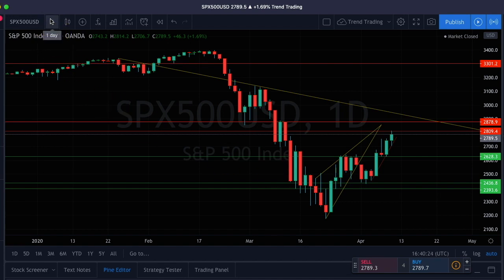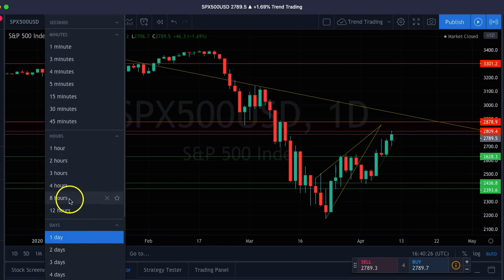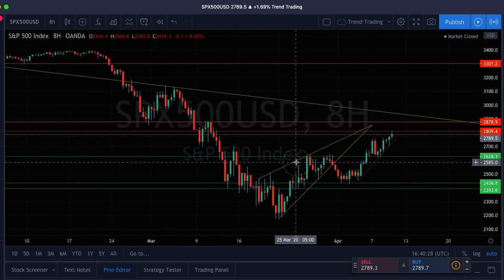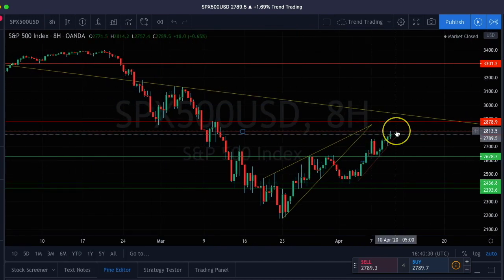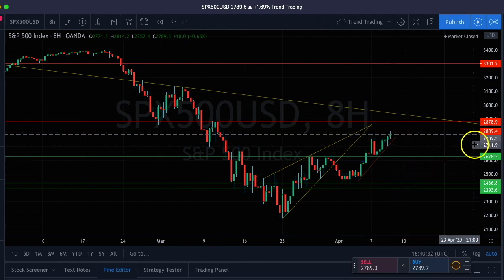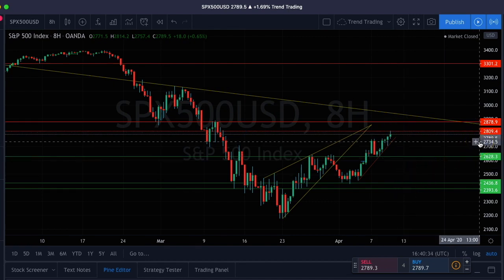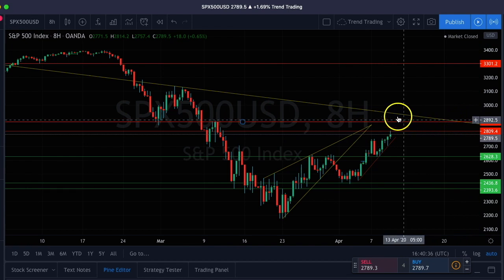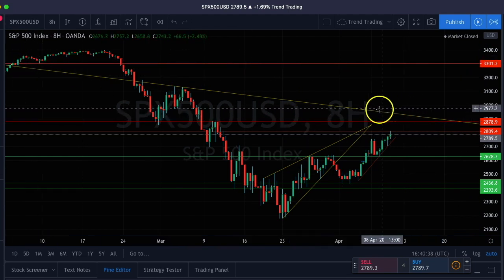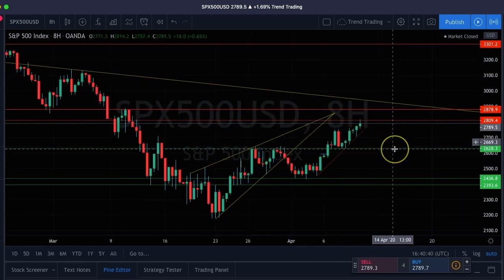Let's take a look right now. As you can see, we're going to drop down to the 8-hour to give you a nice look over here. And you can see that we're coming into this big resistance area that I have from 2,800 all the way up to 2,880, and this trend line resistance over here. We're coming into an area now of resistance.